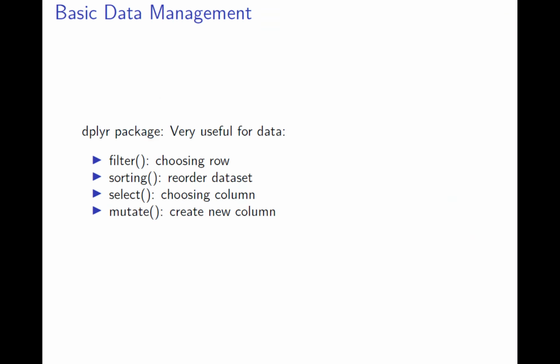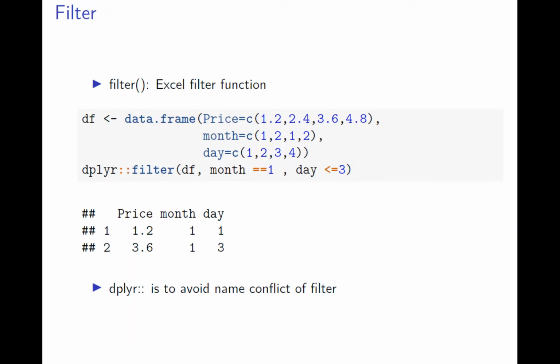Next, what we want to do is to show the four basic functions in dplyr. dplyr has a lot of functions, but we focus on the first few things: filter, sorting, select, and mutate. Filter is just selecting rows, sorting is just reordering them, and select is selecting columns. So we have select column, select row, and here we have mutate column. Mutate just creates a new column. So these are the first few basic things.